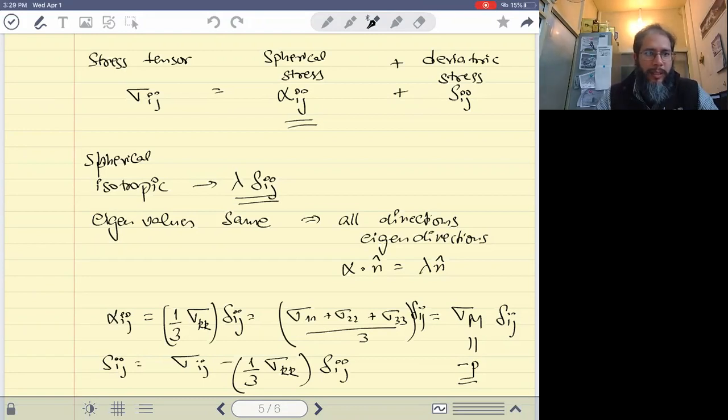Again, I'm very loosely saying these terms. We will discuss more when we talk about the strains, as to what it means mathematically to change the volume and what it means mathematically to change the shape. We'll quantify these words that I'm talking about.